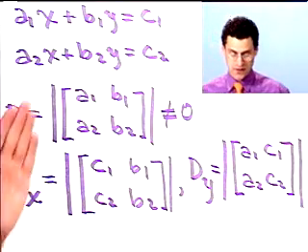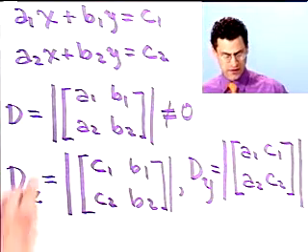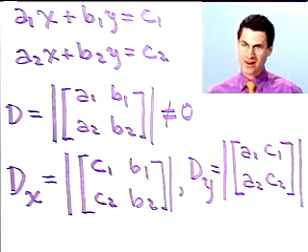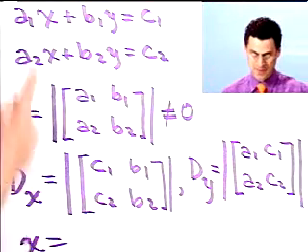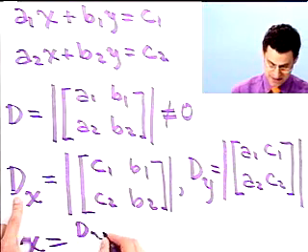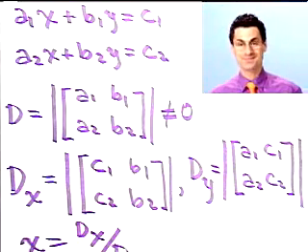So now I've got 3 numbers. I've got this number, and that number. And you want to know what? If you want to find out what the x answer is to the original system, you just take dx and divide it by d. That's the answer.